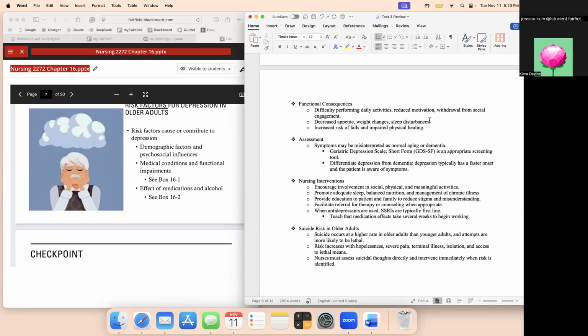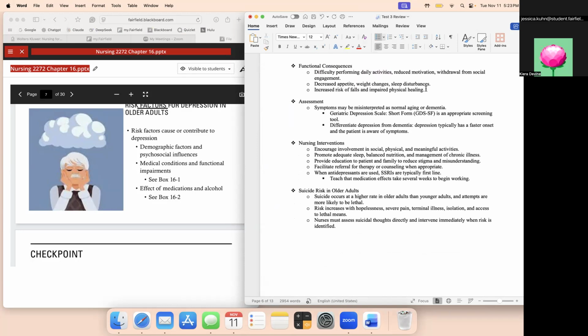One of the bigger signs of depression that you'll see, that is a little bit more subtle, but definitely there, is a lack of personal hygiene. You'll also see an increased risk of falls and impaired physical healing because at a certain point, the allostatic load that comes along with depression and stress will affect you physically.